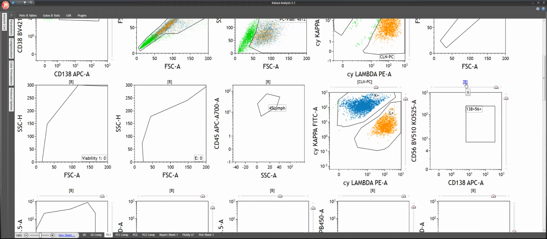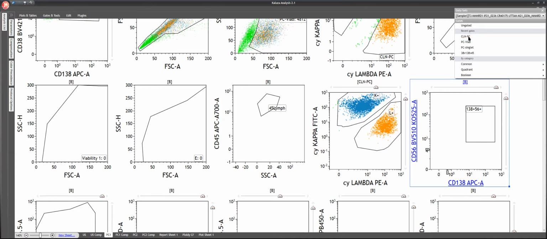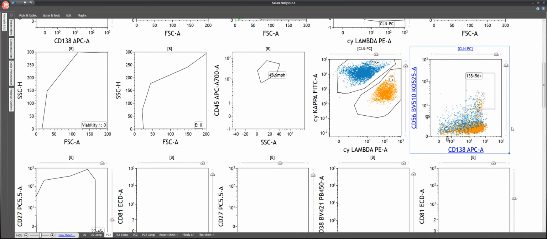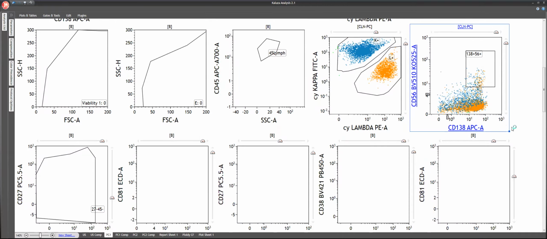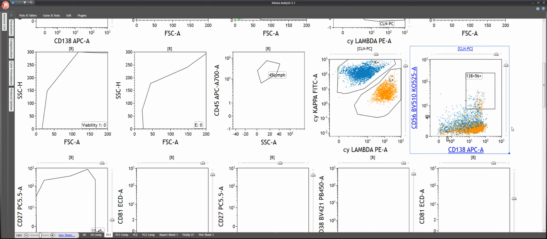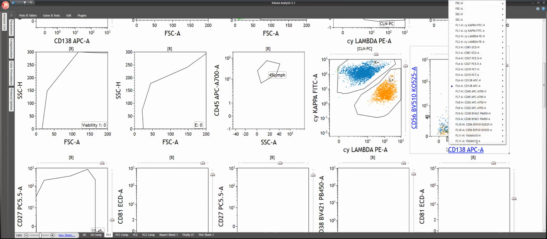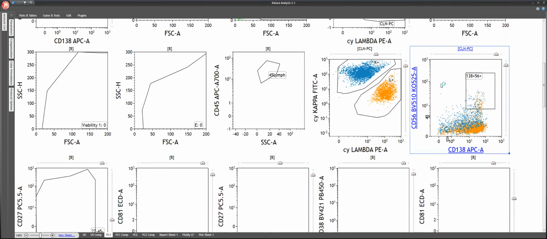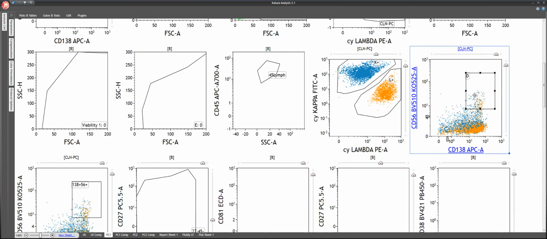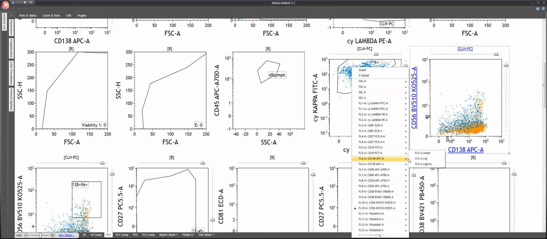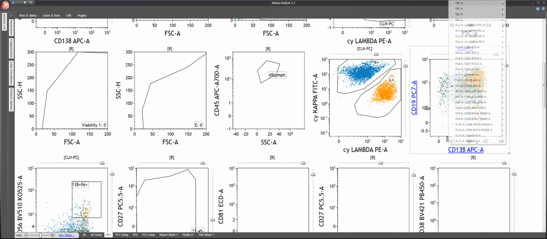Okay, so we can start with CD19 and CD45. Let's get a plot, copy and paste. We can start with CD19 and CD45. That's how we usually start, and then CD19 and CD56.